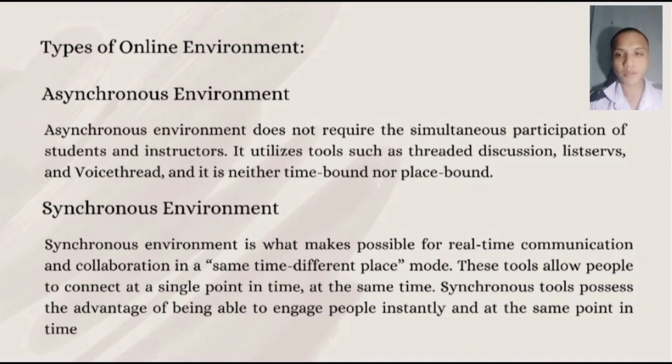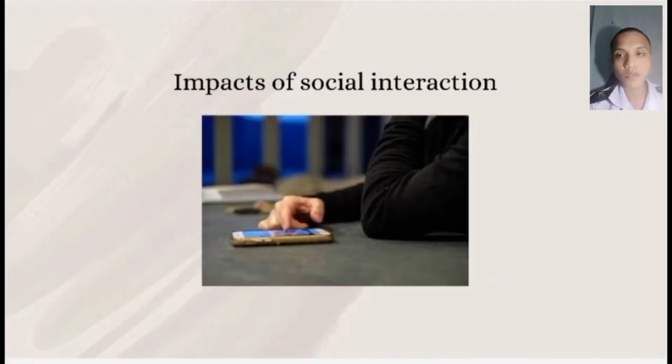So the synchronous environment. The synchronous environment is what makes real-time communication and collaboration possible at the same time, in different places, and these tools allow people to connect at a single point in time. Synchronous possesses the advantage of engaging people instantly and at the same point in time. An example of synchronous is Google Meet, because in Google Meet it allows people to communicate at the same time but in different places. So that is synchronous.